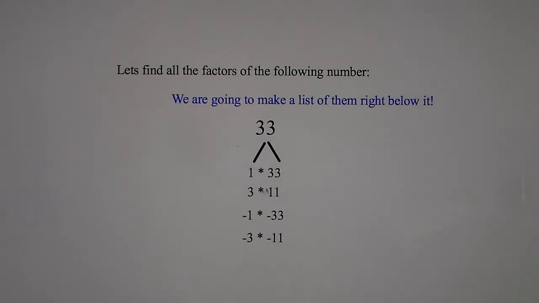With 33, so 1 times 33, well, 2 times, well, that's a decimal, so we're not going to write 2 times whatever to get us 33. We're going to do 3 times 11, negative 1 times negative 33, and negative 3 times negative 11.